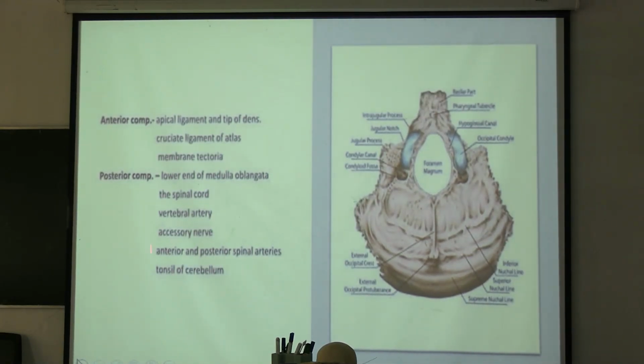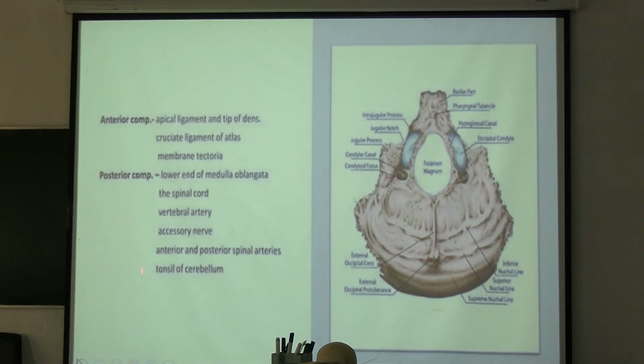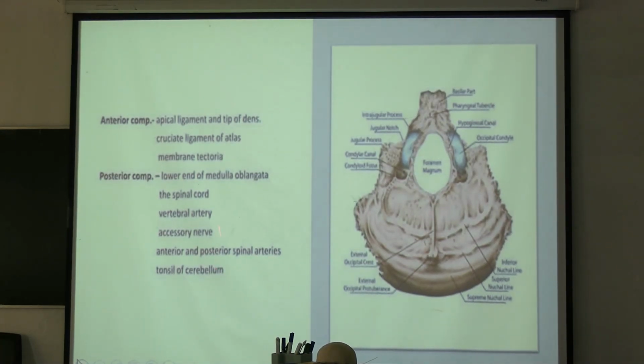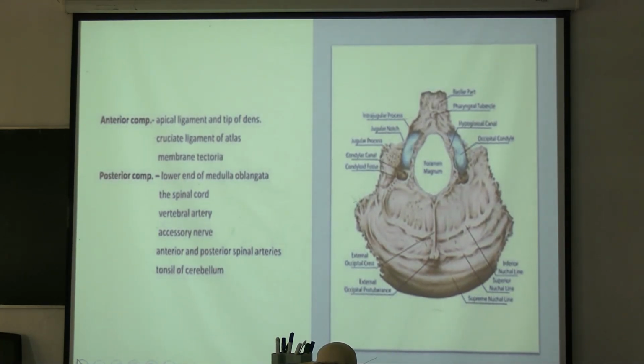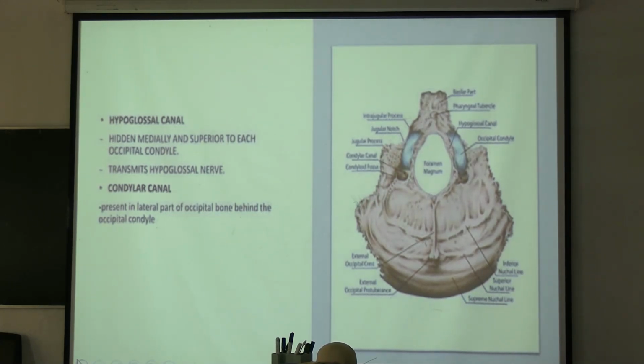Next, through the posterior compartment pass the lower end of the medulla oblongata, which continues downward as the spinal cord, the vertebral artery, the accessory nerve, the anterior and posterior spinal arteries, and the tonsil of the cerebellum. All these are passing through the posterior compartment. So we have completed foramen magnum and the structures passing through it, very important.